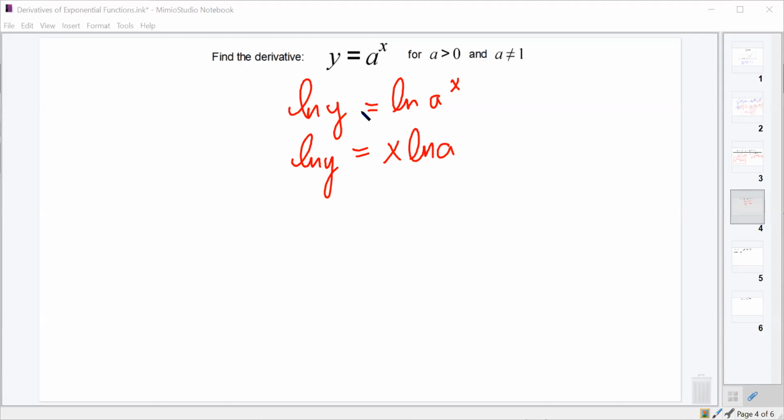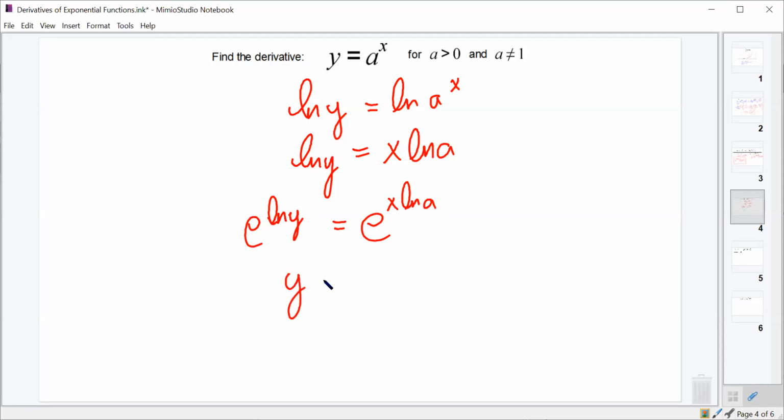Can you make everything e to that power? Yes, we call that exponentiating. So we'll write e to the natural log y equals e to the x natural log a, and e to the natural log y is just y, right? So we end up with y equals e to the x ln a. And now what do we have? We have e to a function, right? And so if we want to find the derivative of that, we can say this is y equals e to the u with u equal to x ln a.